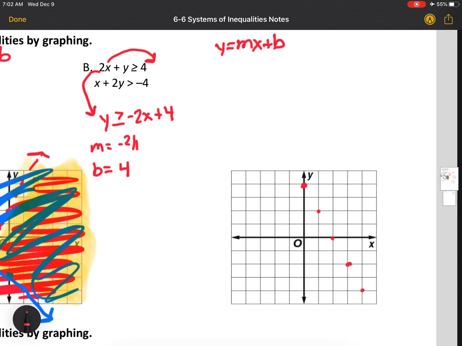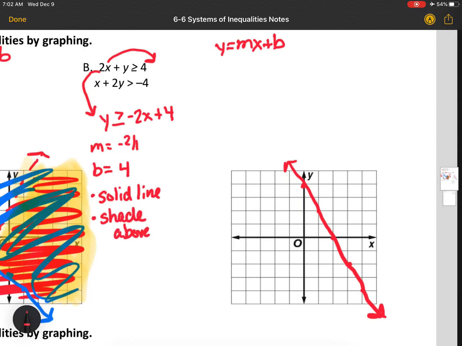And what kind of line do I need? Well, since I got that solid bar underneath my inequality, this one's going to be a solid line when I connect them. And what kind of shade do I need? Well, it's y greater than, so I'm going to shade above. So I'm shading above that line.